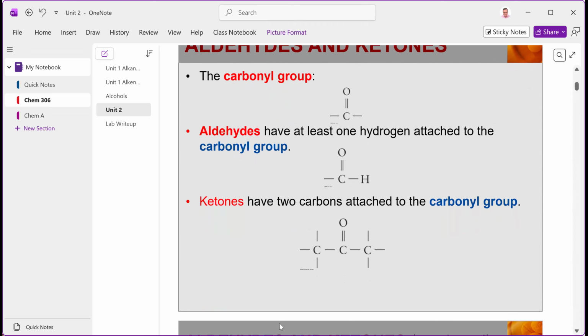So the basis of aldehydes and ketones is the carbonyl group. So this is in the middle. Now this is no exceptions. Aldehydes can only be on the end. Ketones can only be in the middle. Now you can have a double aldehyde.